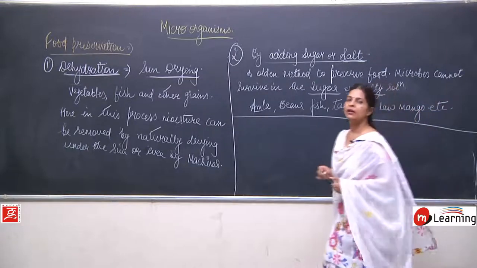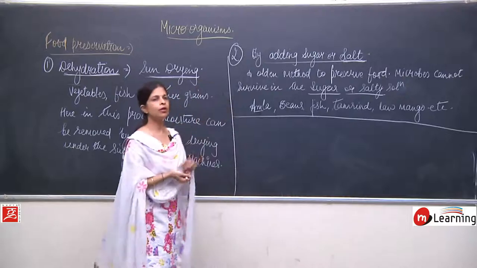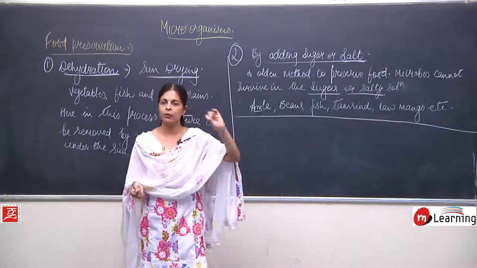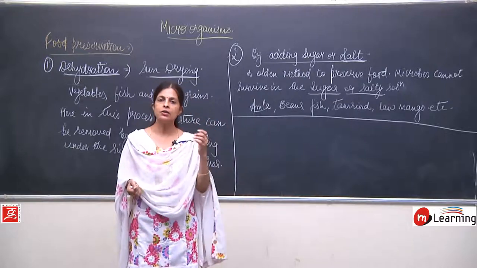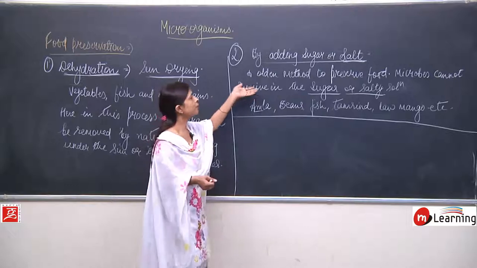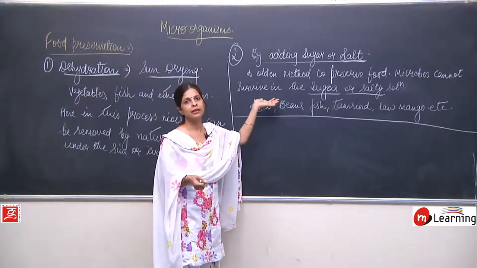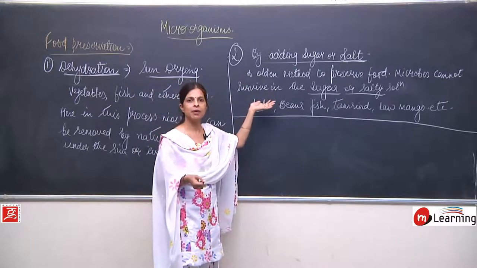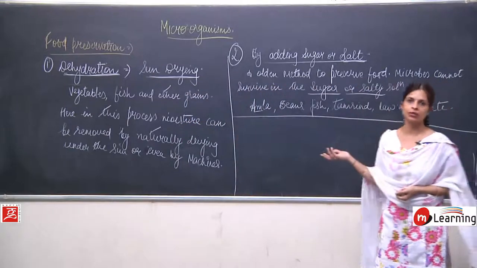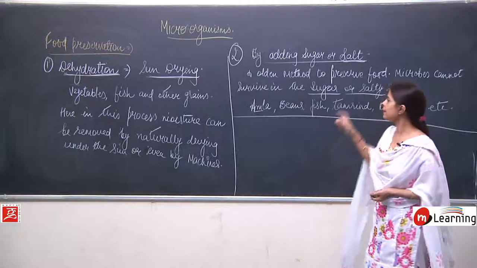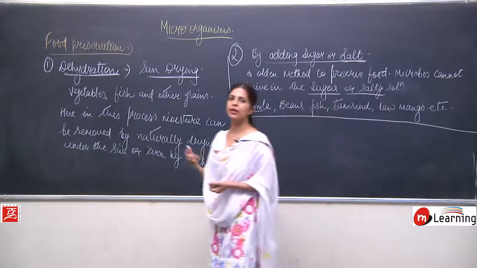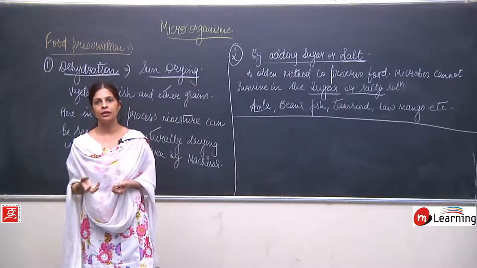Here also, what is the aim? Either to stop the microbes from growing, to kill them, or stop them from their activities. So here microbe growth is totally stopped, they are killed. That means microbes are removed, or their survival is not possible over there. That is the reason these pickles or jams you can eat and keep for a longer time.